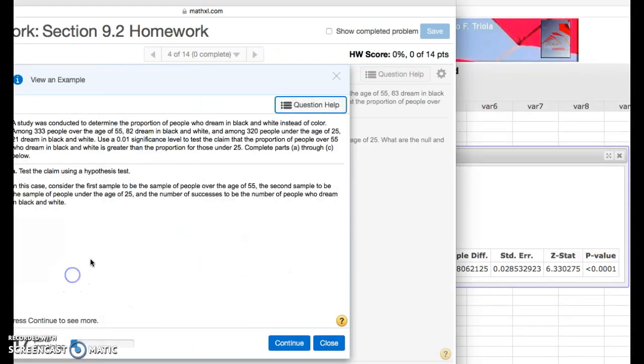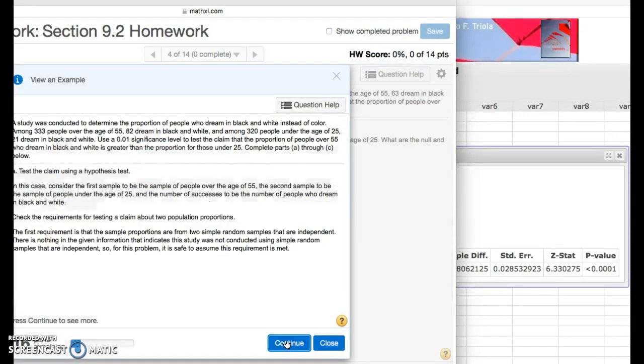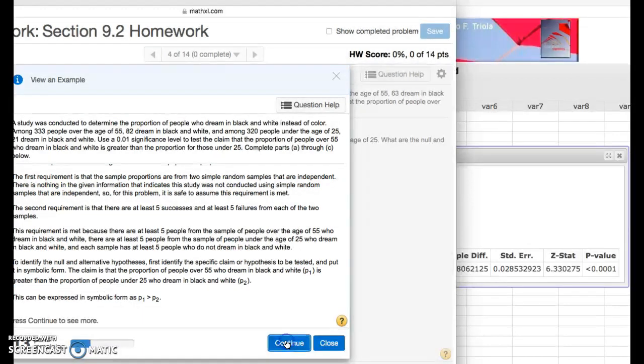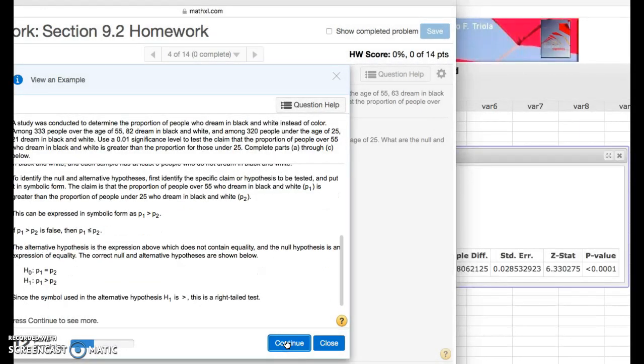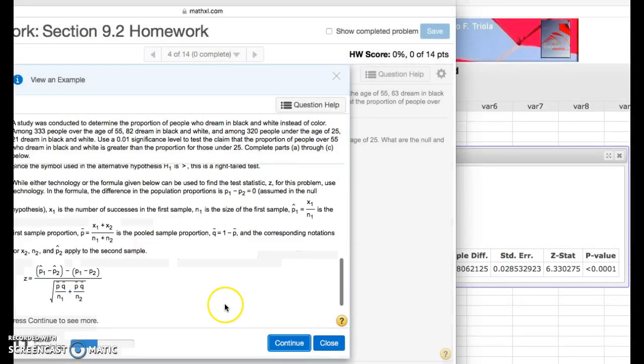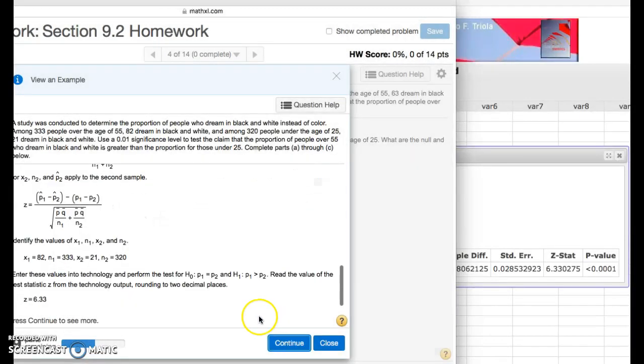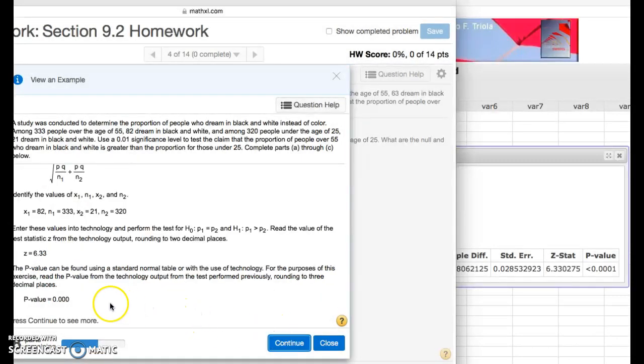So let's go back over here, continue. So that's where we got the hypothesis from. We did this in StatCrunch. And the p-value is 0.